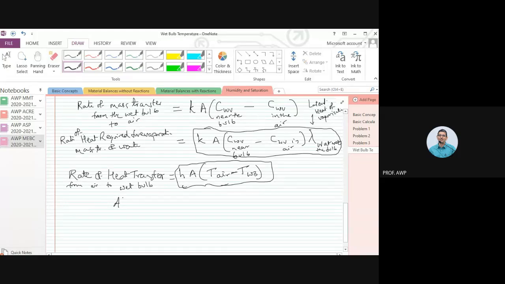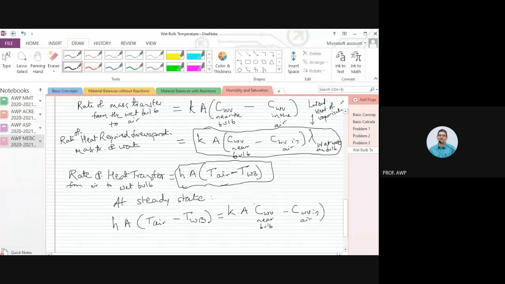So at steady state, heat transferred from air to the wet bulb would be equal to Ka times the concentration of water vapor near bulb minus the concentration of water vapor in air, multiplied by lambda. Do you agree with this?